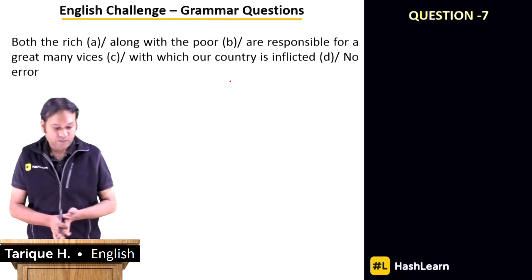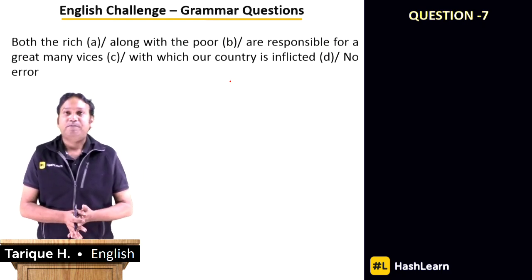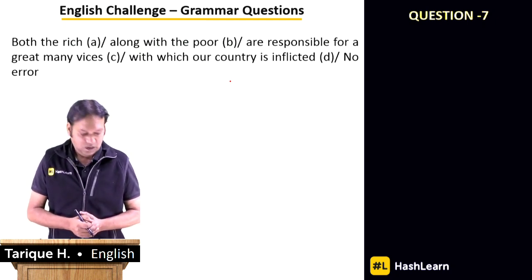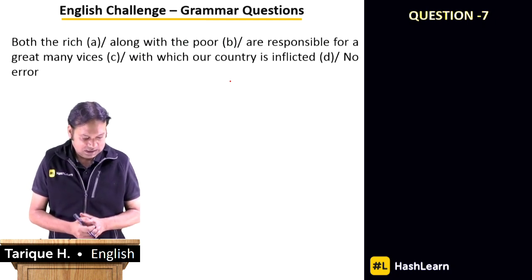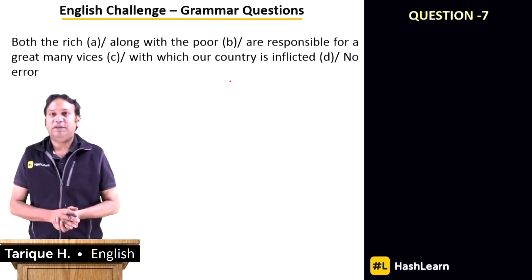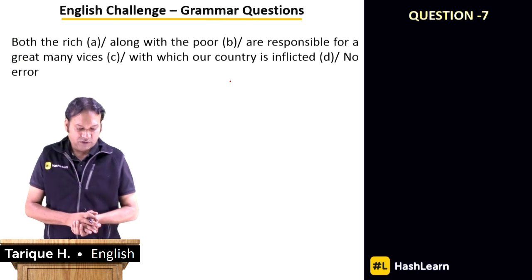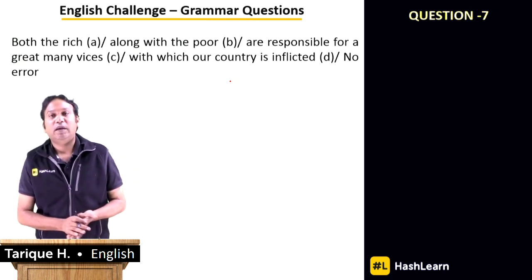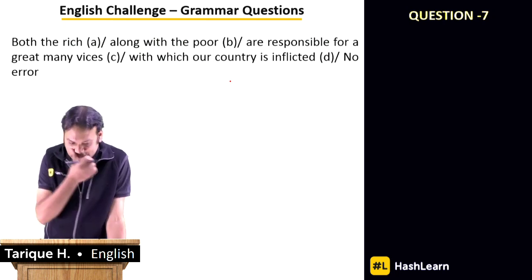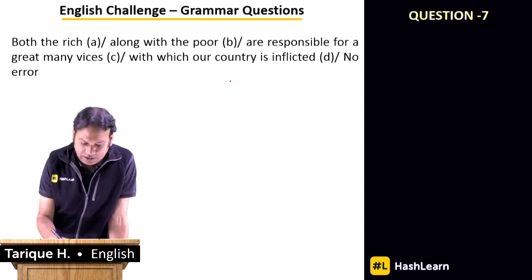Both the rich along with the poor are responsible for a great many vices with which our country is inflicted. What is the right answer for this question? Both the rich along with the poor. Which part is wrong? Okay, let's see here. Students, now please note down the correct answer. The correct answer is B. B is the one which is wrong.